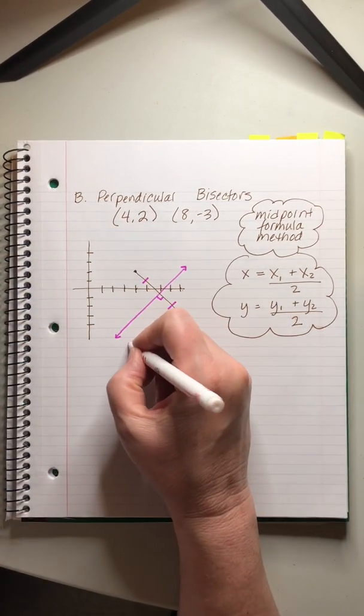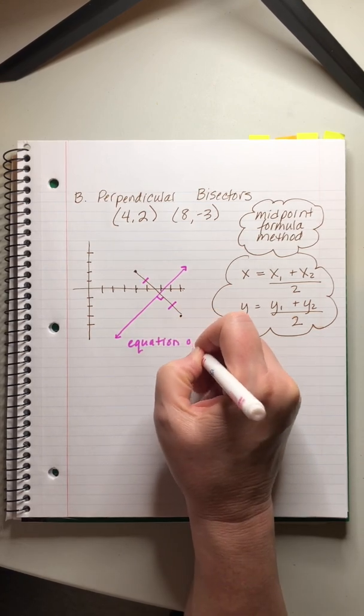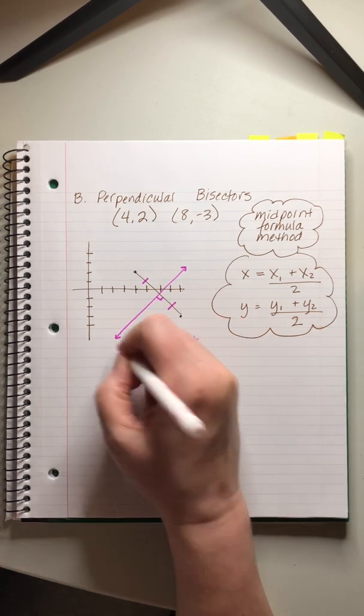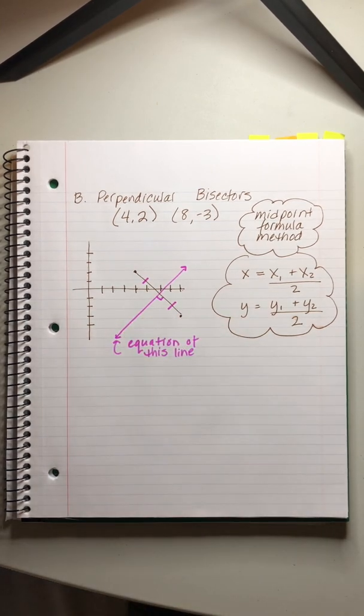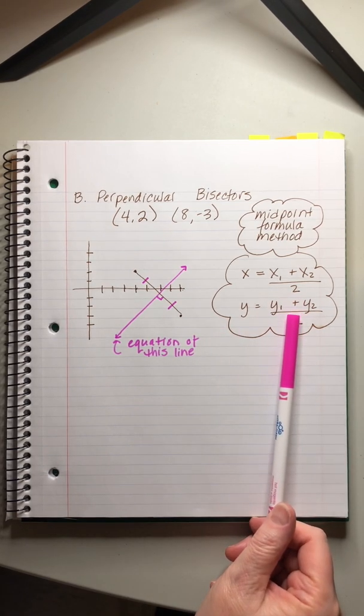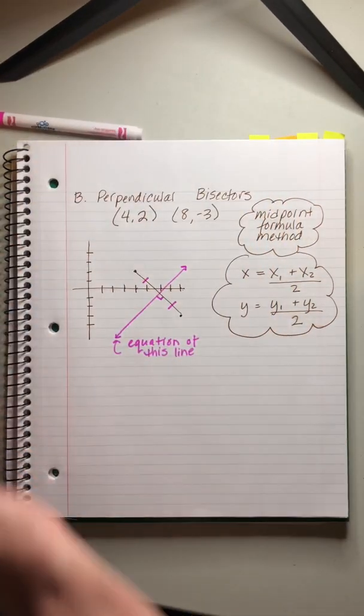We're supposed to find the equation of this line. Okay? All right. We can do that. Now, what are the tools we have to do that? John said something about using the midpoint formula. And we could use that. What would that give us?